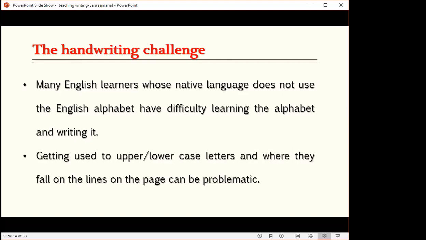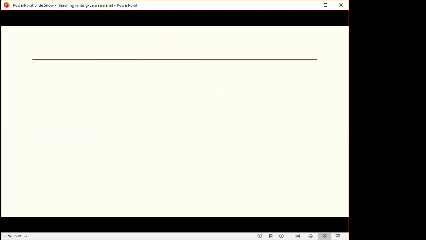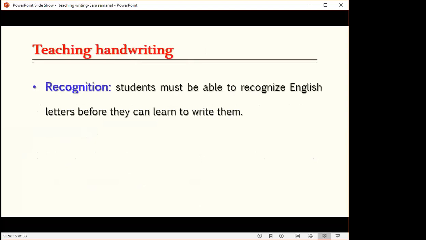Getting used to upper and lower case letters, for example, and where they are following the lines on the page can be problematic too. No, the upper and lower case, this is related to the capitalization. So how can we solve or face these kind of problems? First, we are going to make our students recognize these aspects. No? Students must be able to recognize English letters before they can learn to write.